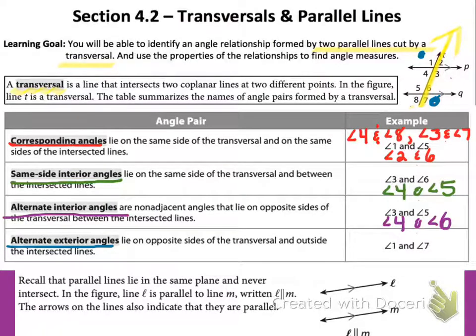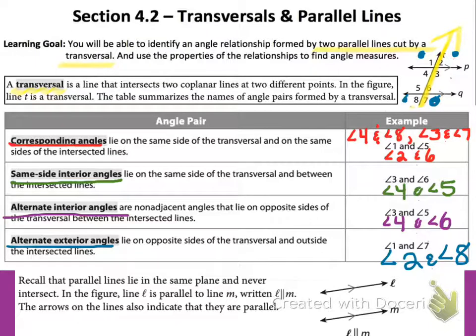So if you said 2 and 8, you are absolutely correct. 2 and 8 are the other pair of alternate exterior angles. Okay, so you may have noticed that in this drawing where we've been identifying all these angles, there are these little arrows marked on them.